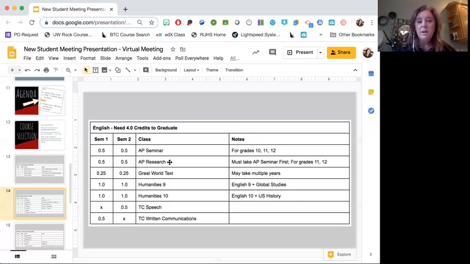Following AP Seminar would be AP Research. This is really a 2-year course where you complete AP Seminar first and then take AP Research. AP Research is also a full credit, year-long. As an AP class, there is a test at the end that you must pass in order to get college credit. You have to take AP Seminar first in order to take AP Research, which means that you can only take it in 11th or 12th grade.